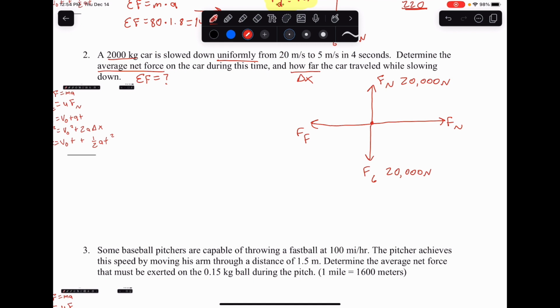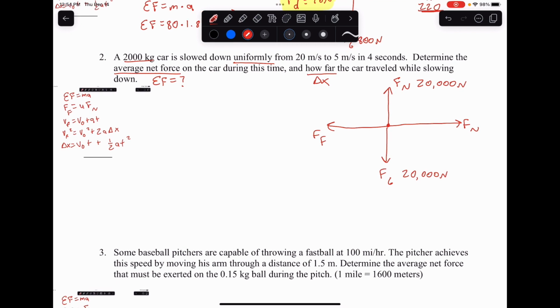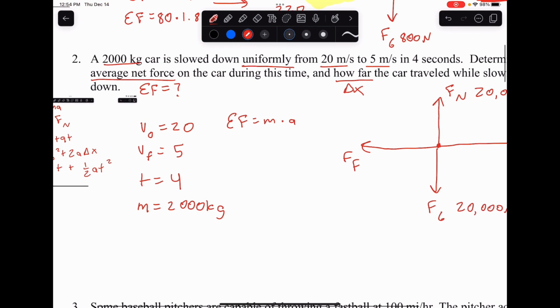All right, now that we have that out of the way, we can take a look into this. So first thing we have, it slows down from 20 to 5, so we have the initial velocity at 20, final velocity at 5, and we have the time at 4. And we have the mass, so 2,000 kilograms. So let's look at the equation. Total force equals mass times acceleration. And we can fill in what we have so far.